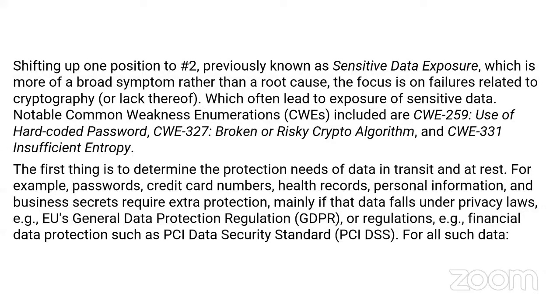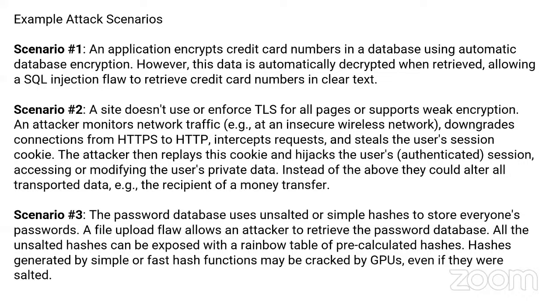So here, the first thing is to determine the protection needs of data in transit and at rest. For example, passwords, credit card numbers, health records, personal information, and business secrets require extra protection, mainly if that data falls under privacy laws. So we have GDPR and we have PCI DSS. These are compliances, regulations implemented to regulate and prevent flaws. And these are examples of attack scenarios.